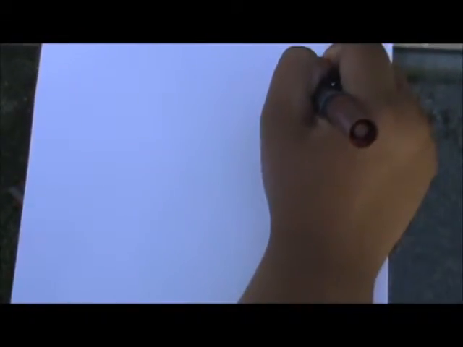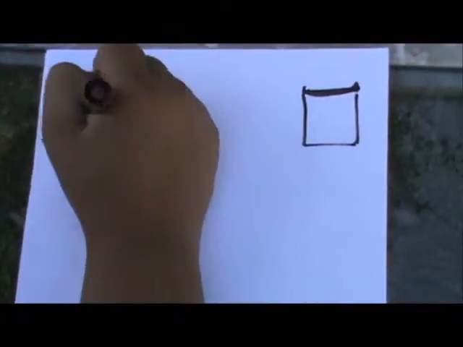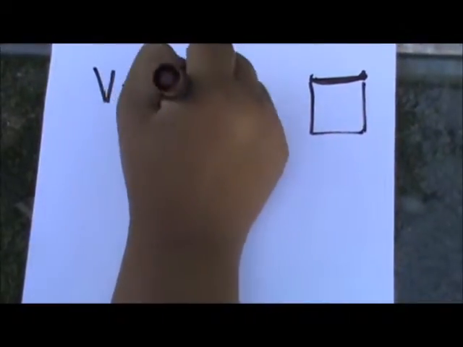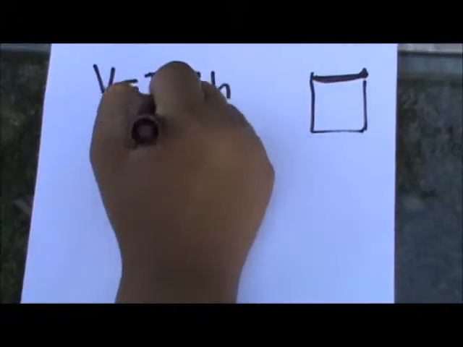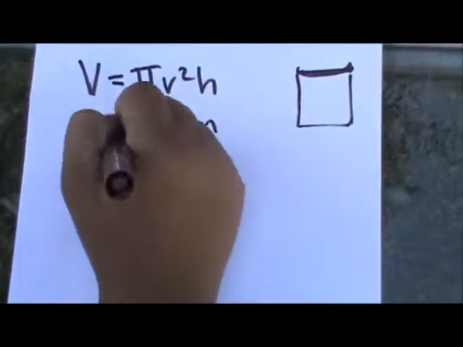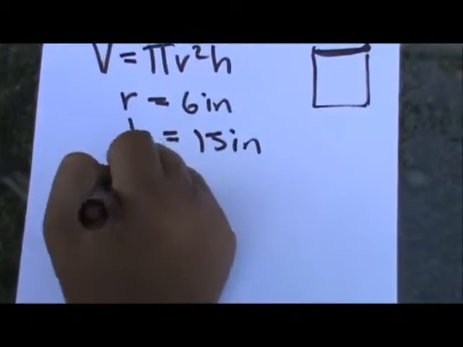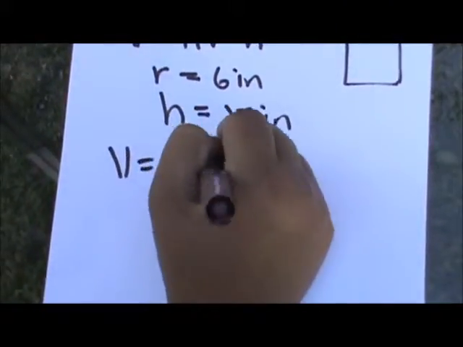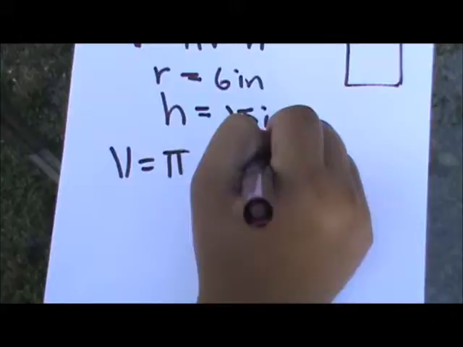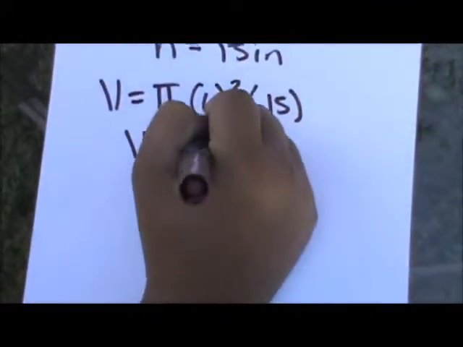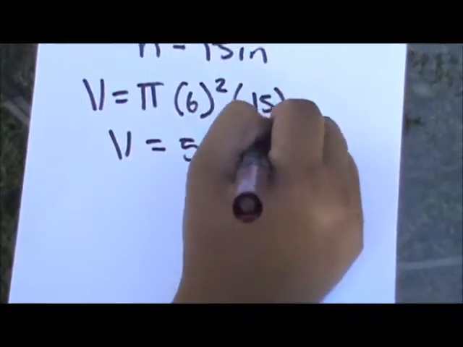Okay, so the bucket is also a cylinder, and the volume of the cylinder is pi r squared h. The radius of the bucket is 6 inches. The height of the bucket is 15 inches. We plug those numbers in. We get pi times 6 squared times 15, which gives us the answer of 540 pi inches cubed.